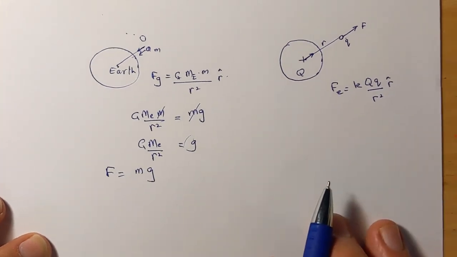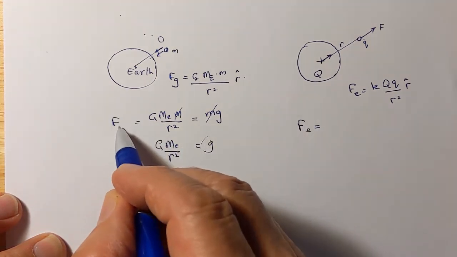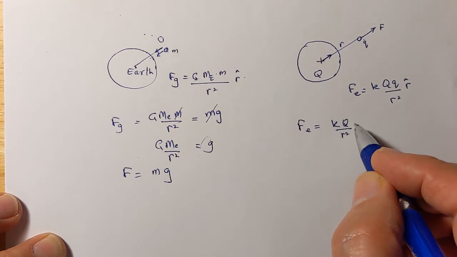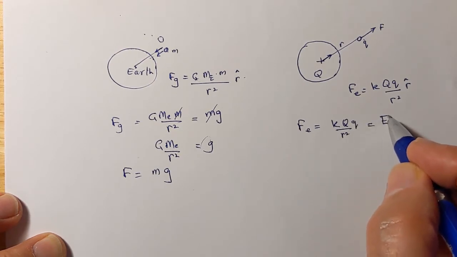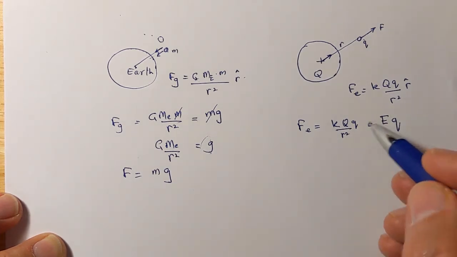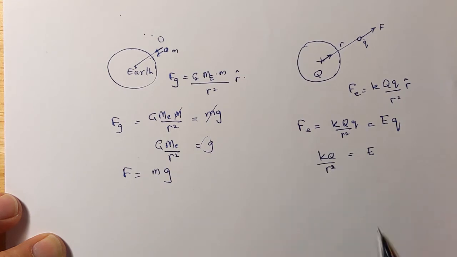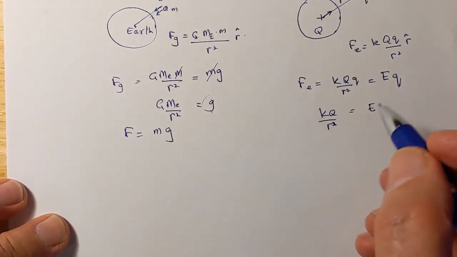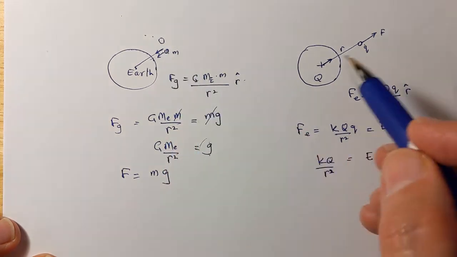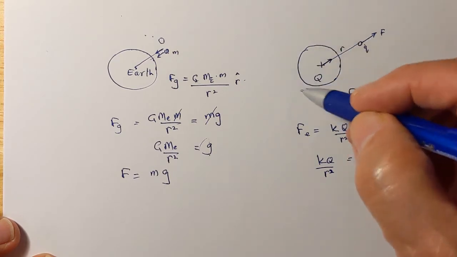So similarly, we can say that the force, the electric force, is going to be K Q q over r squared, and we can write that as E times q. So the E corresponds to the g, and we can cancel out the q's, and therefore E is K Q over r squared. And then any force, if you bring a charge, so if there's no charged particle here, we still have the electric field. Just as if there's no mass here, we still have a gravitational field. So the electric field does not depend on the second charge, it only depends on the first charge.